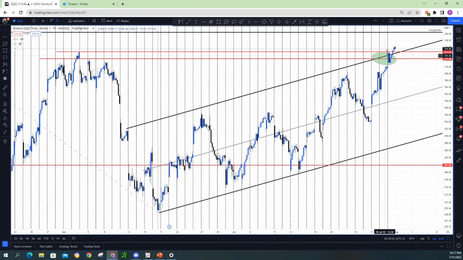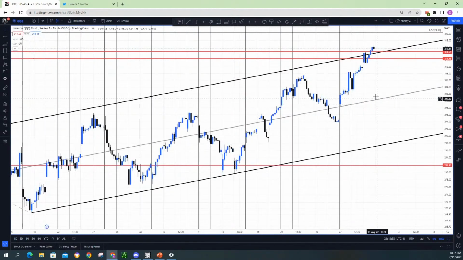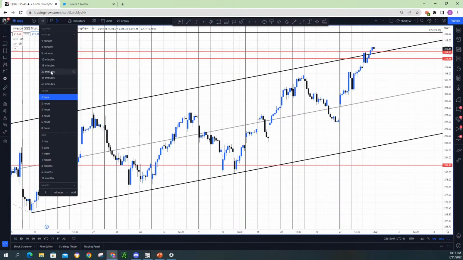That was my short level, if you guys remember, for Qs. It really would have worked out on the tap there. I'm still convinced that if you're able to break below 312.48, we're going to go down back into the channel, because we are a little bit overextended here. So let's take a look at 30 minutes.